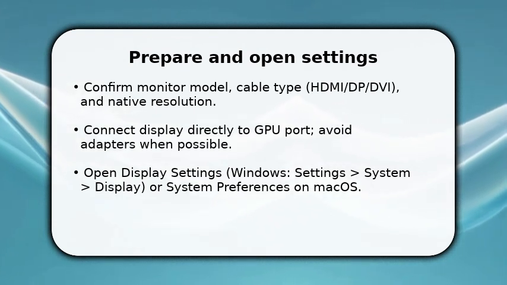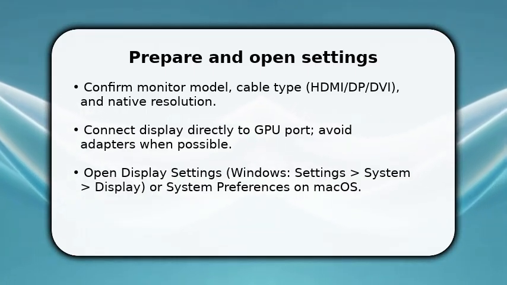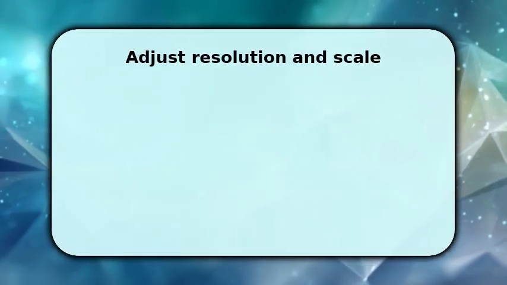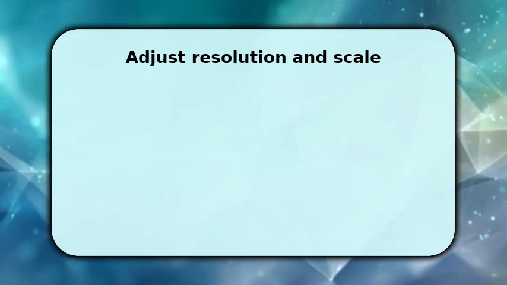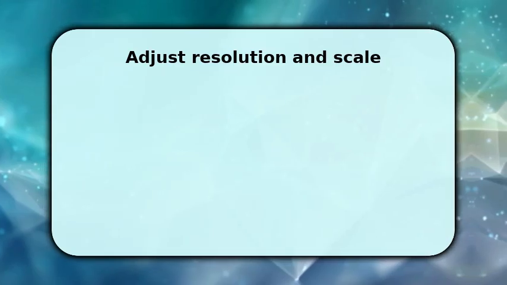Next, choose the native resolution and matching refresh rate in the display menu because that gives the sharpest image and correct timing. Once selected, set UI scaling. Start at 100% and increase to 125% or 150% if text and icons appear tiny.